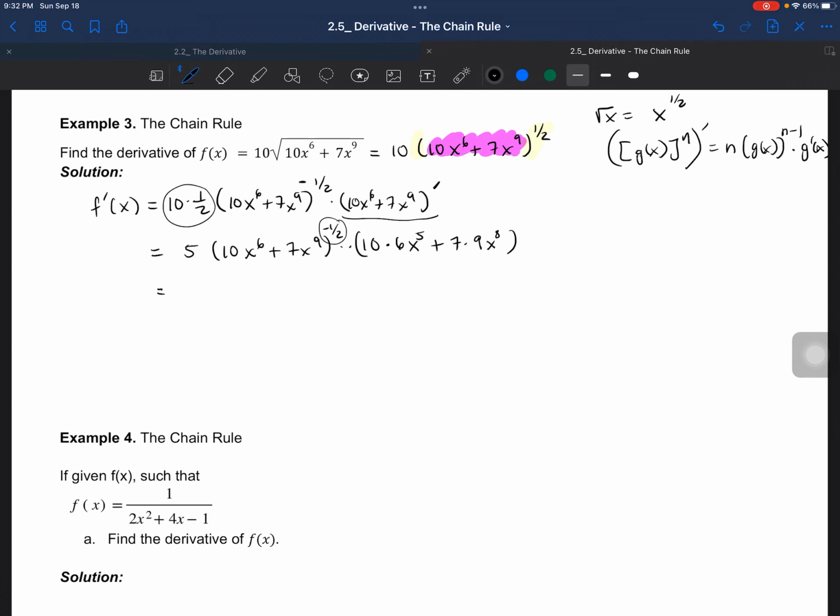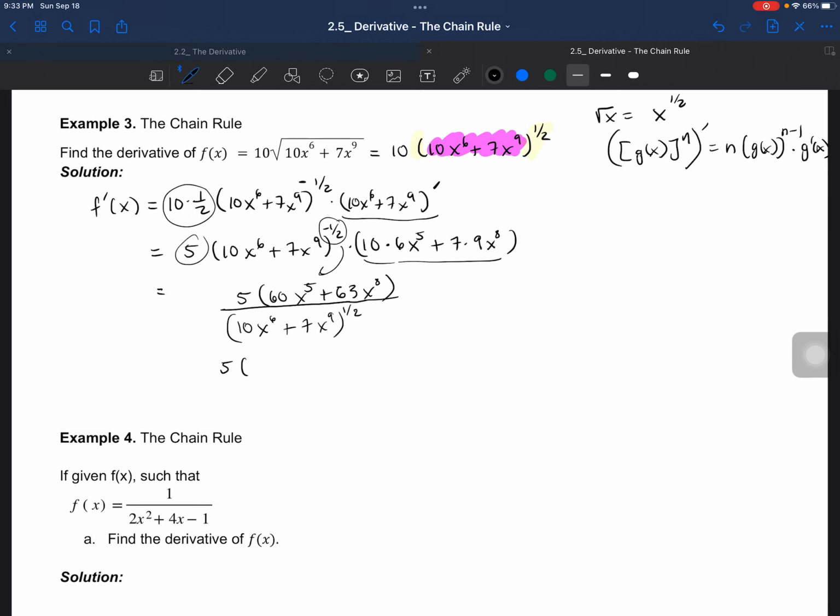This has a negative power, so we're going to bring this down over as a denominator. So we're going to write it as 10x to the 6 plus 7x to the 9th raised to the 1/2. The 5 stays on the top because that doesn't have a negative power. And we're going to multiply by this factor, which is 10 times 6 is 60 times x to the 5th plus 7 times 9 is 63 x to the 8th, and that's it, right? So remember that you have to put a parenthesis because that was grouped together.